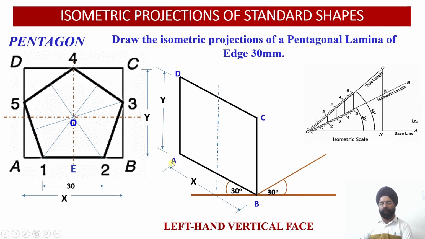Now let us mark the points A, B, C, D. And once I have marked these points, so I know 1 will lie here, 2 will lie here, 3 will lie here, 4 will lie here, and 5 will lie here. So I am going to measure these distances rectilinearly, and I will be able to transfer all these 5 points into this rectangle which I have obtained.